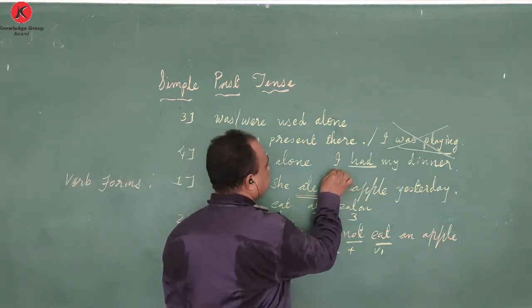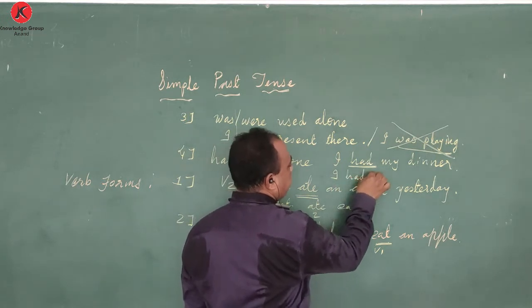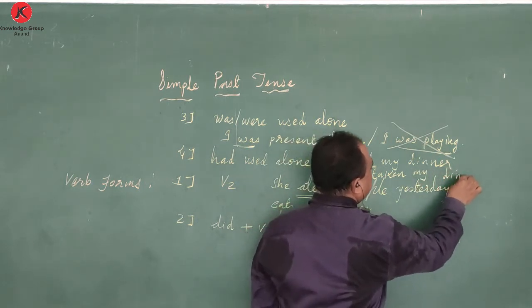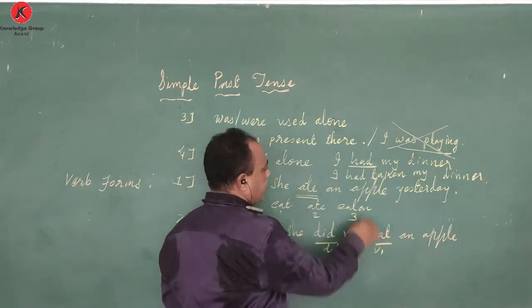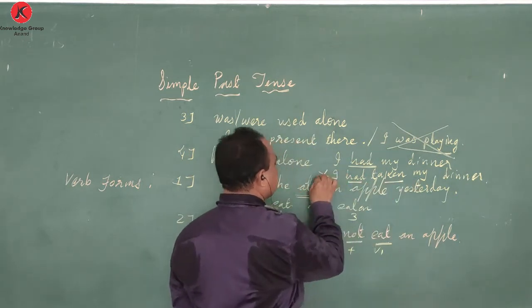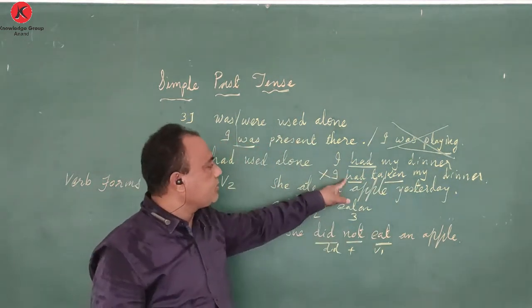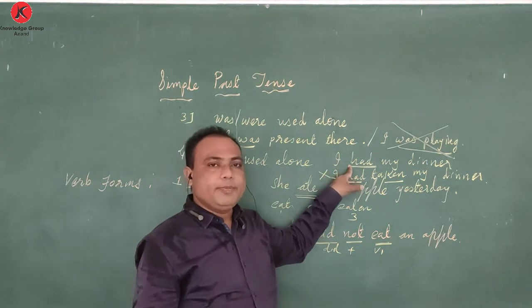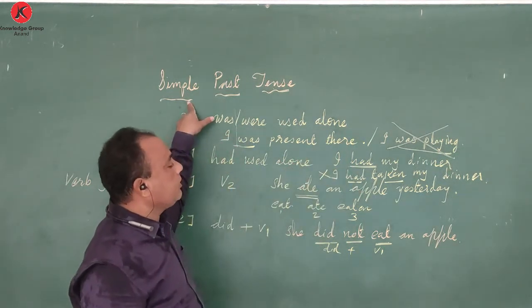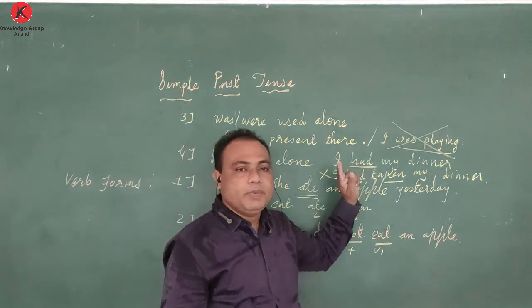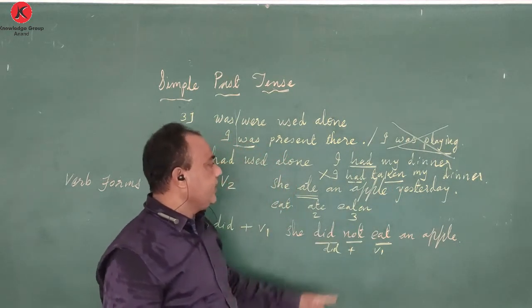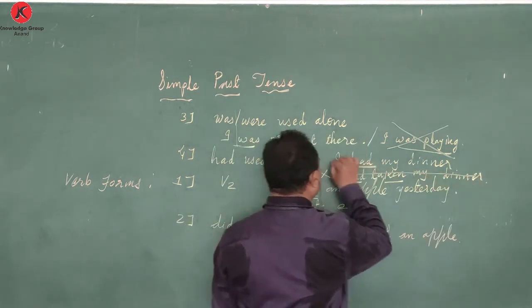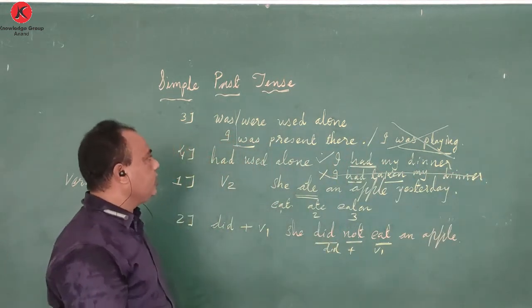But if someone frames a sentence like this, I had taken my dinner, then had is used with taken, so this does not indicate simple past tense; this becomes past perfect. So the condition is that had should be used alone, then it is considered simple past tense. But if had is used in combination with another verb, then it indicates past perfect tense. So forget about this one right now. What we are focusing on is this one.